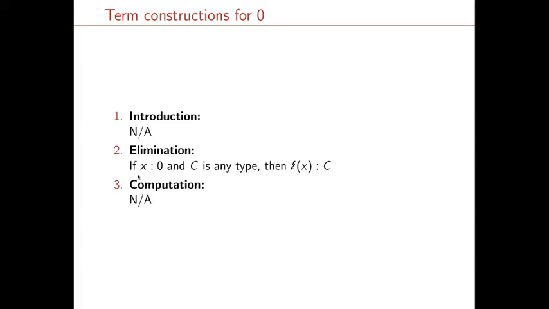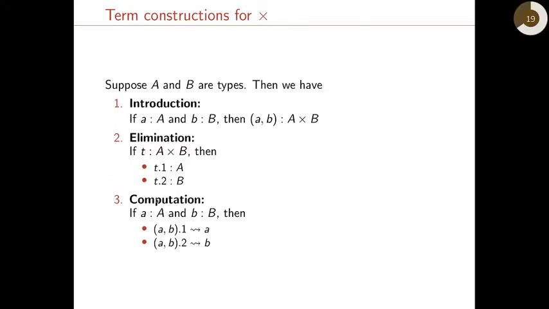The elimination rule explains what we can do once we have a term of the empty type. So here, if we assume that we have a term called x of the empty type, and if we assume that C is any type, then we can form a new term, which I call lightning of x, which is a term of type C. Since there is no introduction rule, we cannot say anything about what happens when an introduction is followed by an elimination. So there is no computation.